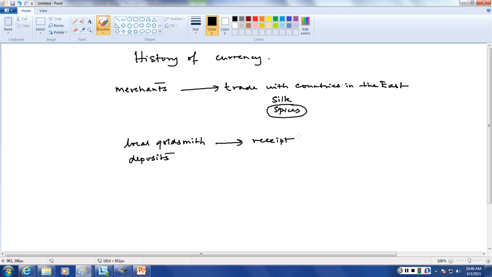Right? Now, what does that make that piece of paper? It makes that piece of paper the first currency, first paper money. So that's how paper money came about. These were originally goldsmith receipts. Correct?